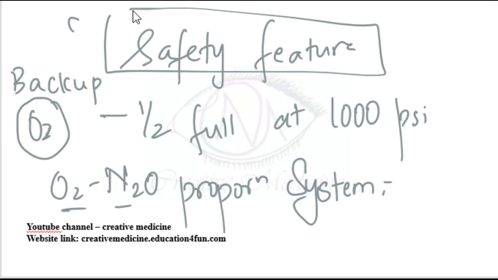Second, oxygen and nitrous oxide proportion system. This oxygen and nitrous oxide proportion system should always be present. So when you open the nitrous oxide, oxygen will also be released in a fixed proportion, so that the patient does not feel hypoxia at any time during the anesthesia.